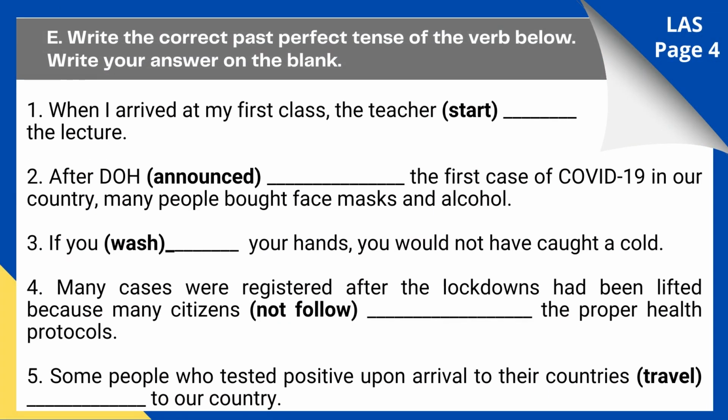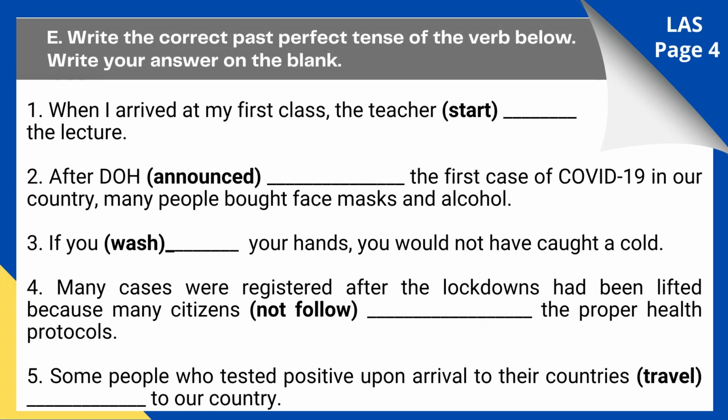For activity E, write the correct past perfect tense of the verb on the blanks provided. Examine if the given verbs inside the parentheses are regular or irregular verb. To transform the given verbs into past participle and add it to our formula, had plus past participle is equal to past perfect tense. You may now answer activity E for 3 minutes.